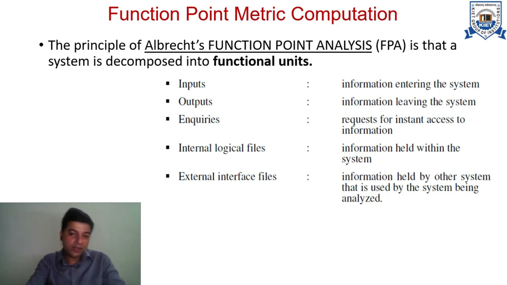The fourth component is internal logical files. This is the information that is kept inside the system in some files. And the fifth component is the external interface files. This is the information that is held by some other systems which are external to our system, but our system needs this information for its working. So these 5 components were the critical components identified and named as function point analysis by Albrecht. These are all the functional units of the Albrecht function point analysis.